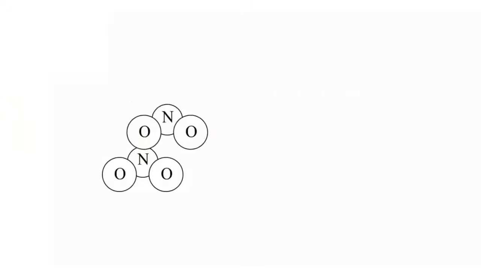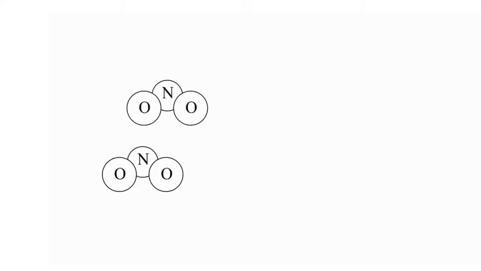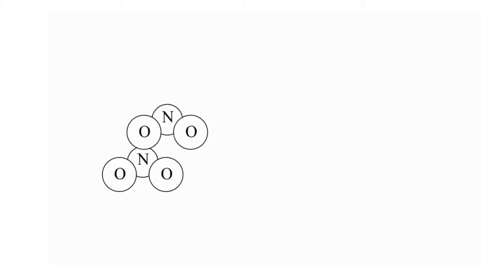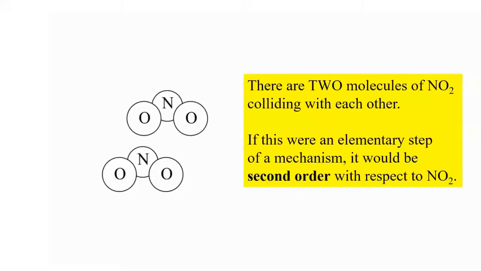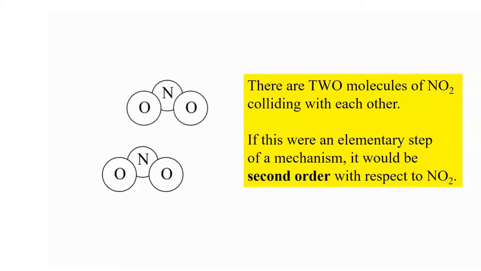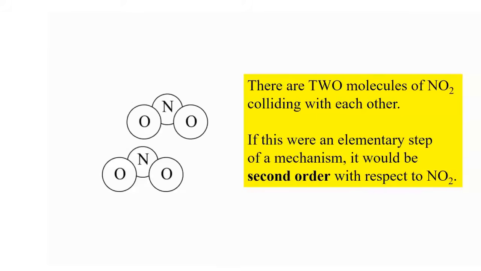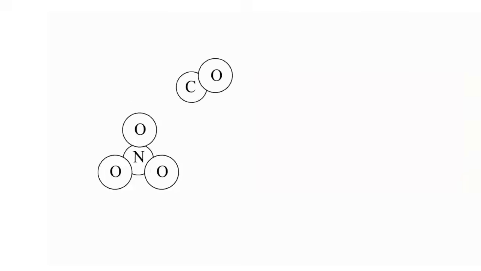So here's an example. On this slide, we can see a collision between 2 molecules of NO2. As the molecules collide, a new bond is formed and a bond is broken. If this were an elementary step of a mechanism, it would be second order with respect to NO2 because there are 2 molecules of NO2 colliding with each other.